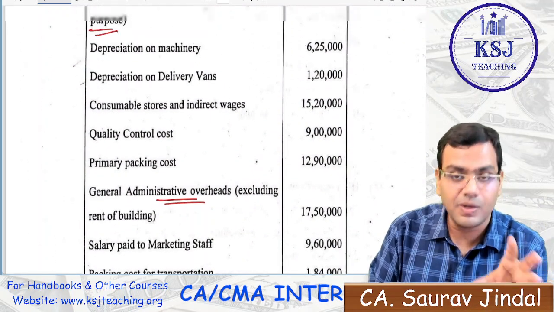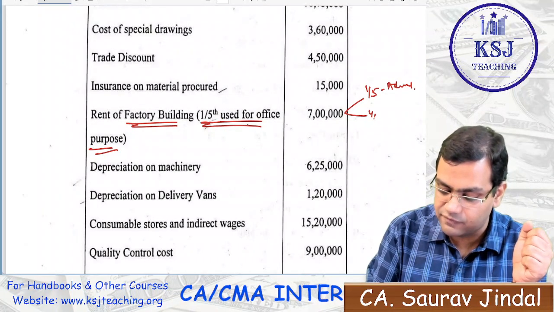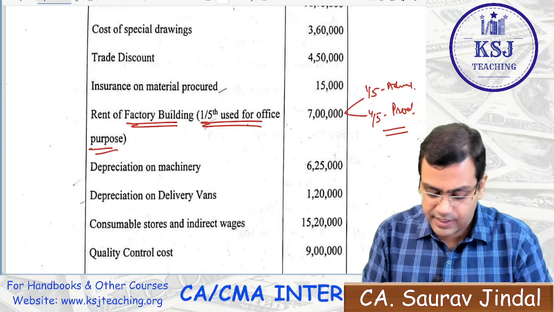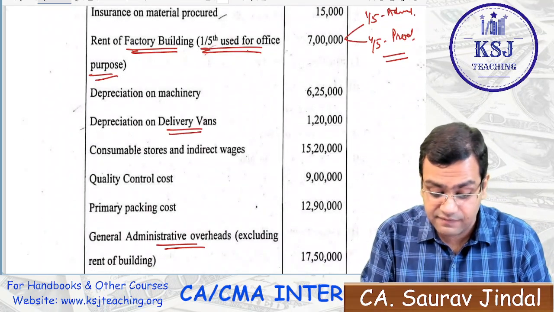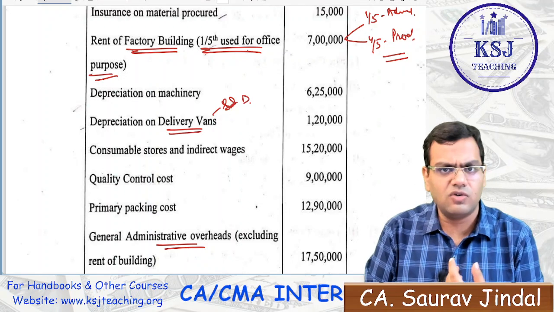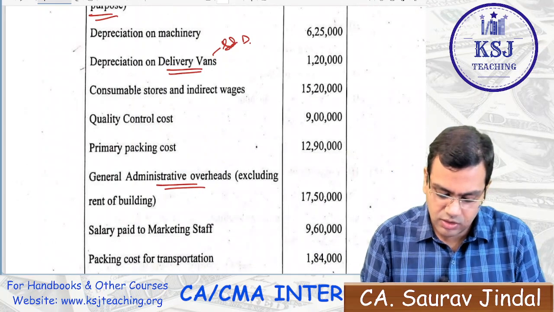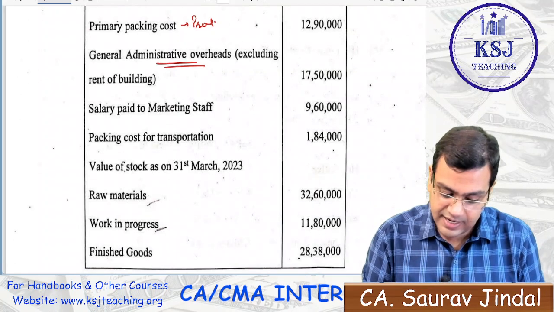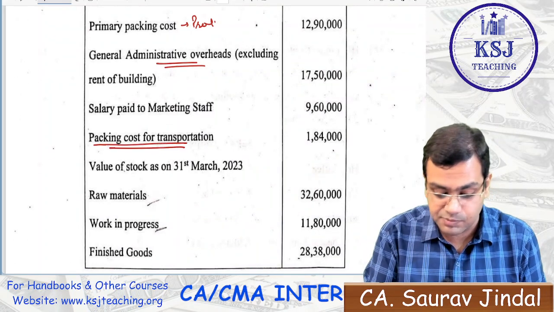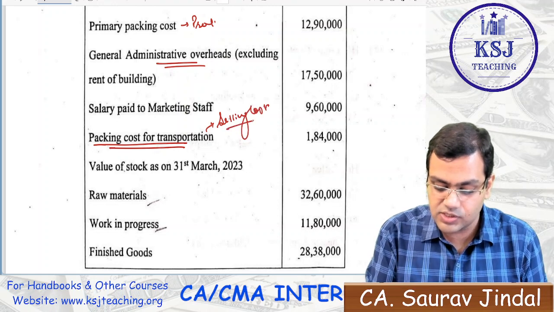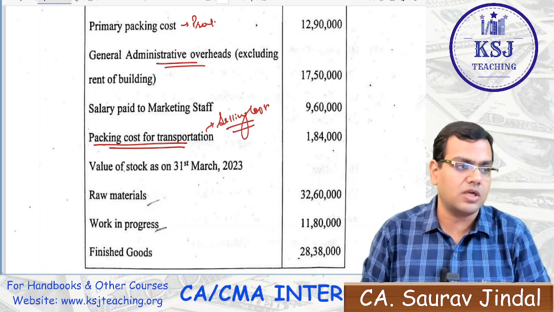Yes, it is to be taken in the general administration overheads, and 4/5 it is to be taken in the production. Depreciation of machinery, depreciation of delivery vans to be taken in selling and distribution expenses, consumable stores and indirect wages in factory overheads, no issues. Quality control cost, primary packaging cost is a part of your production cost, and there is one packing cost for transportation. Now this is to be included in selling and distribution cost.